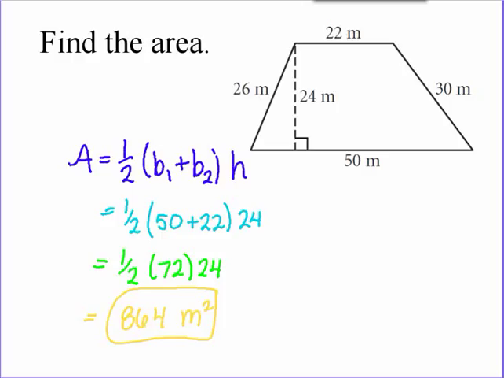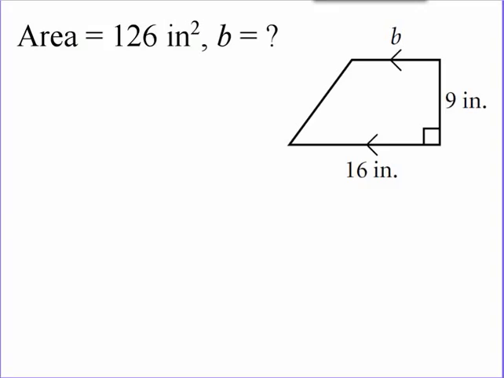Let's do another one. All right, here you go. Area equals 126 inches squared. B equals what?